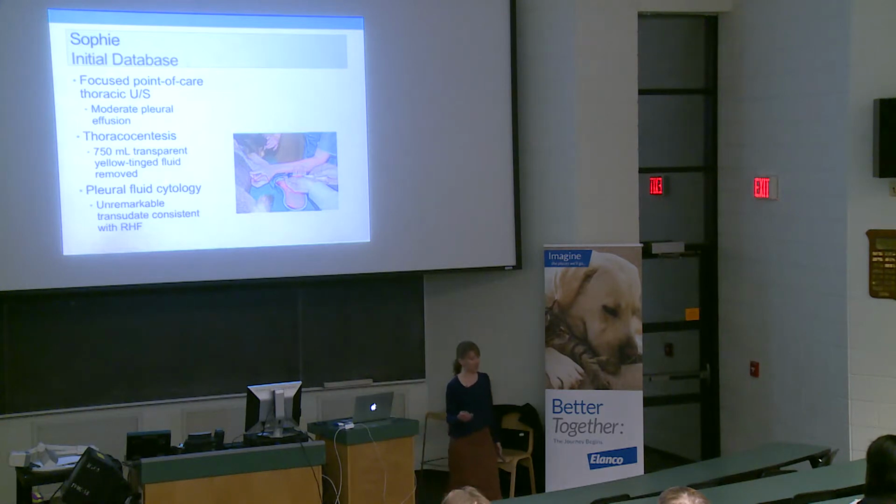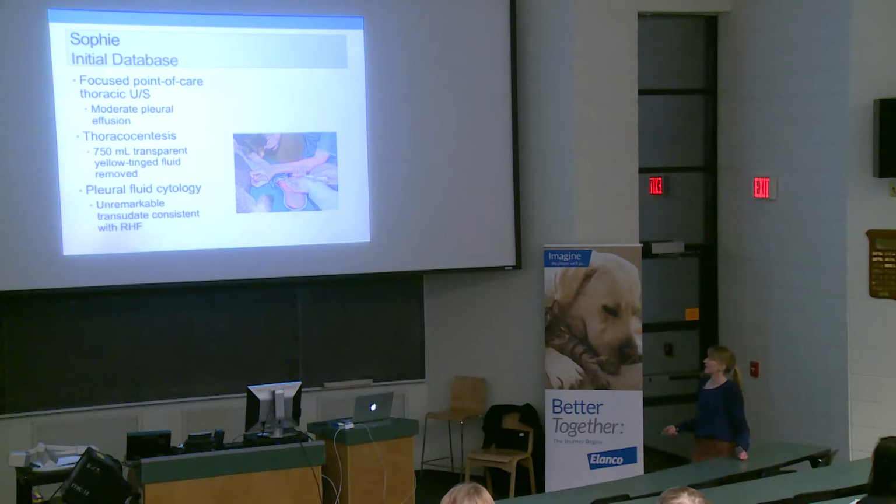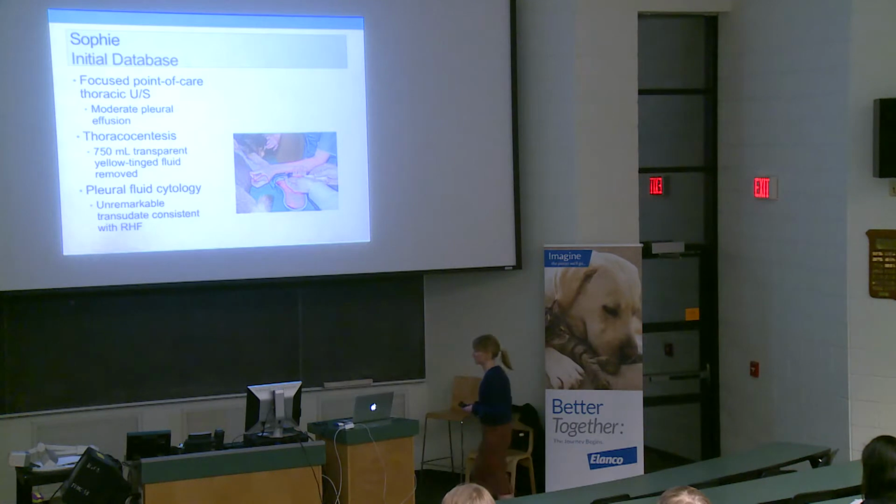Given that she had these muffled lung sounds ventrally, we did a focused point of care ultrasound, and she did have moderate pleural effusion. This was the first time that had been identified. So that was a new dimension. She'd never had that before. This is not her thoracocentesis, by the way. That's my cheap web image. So she had a thoracocentesis, and we removed 750 mils of a transparent yellow-tinged fluid. And on cytology, it was very unremarkable and deemed to be consistent with right heart failure.